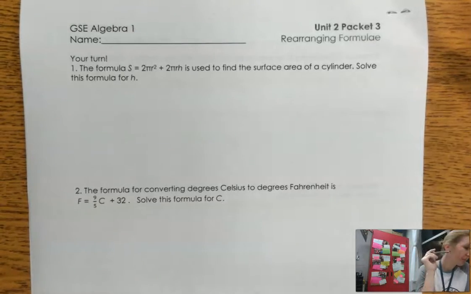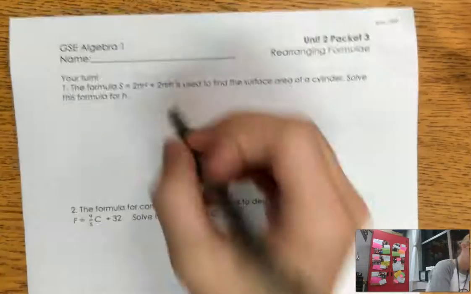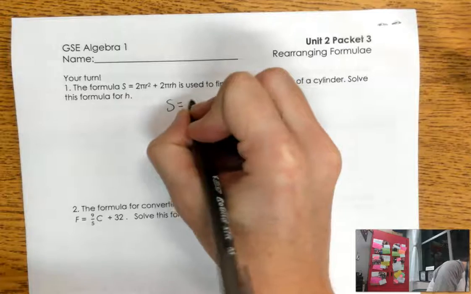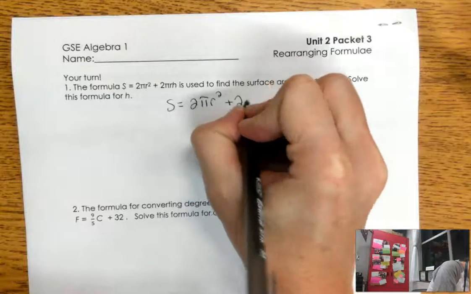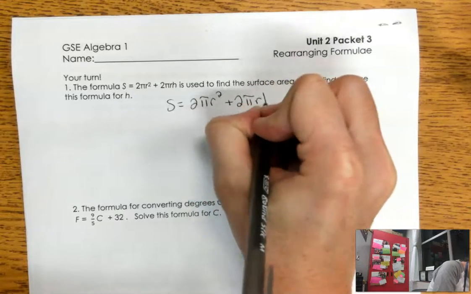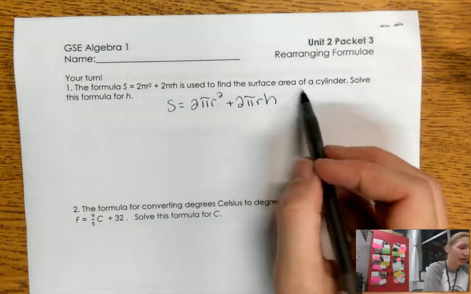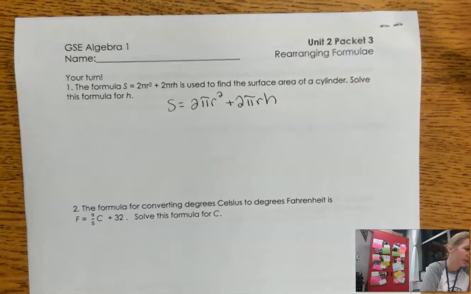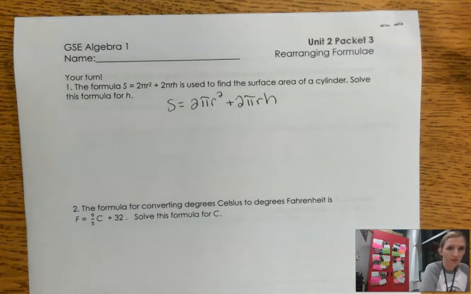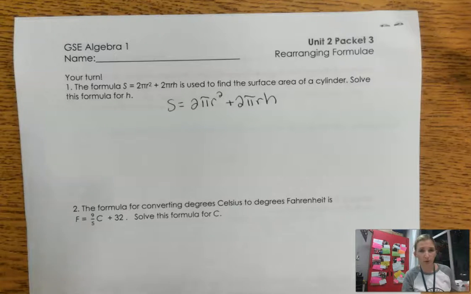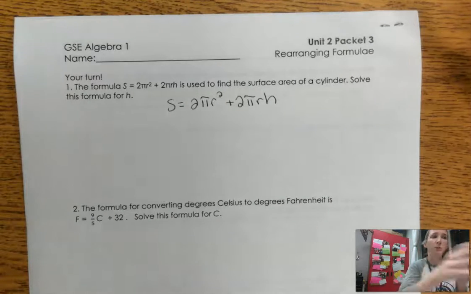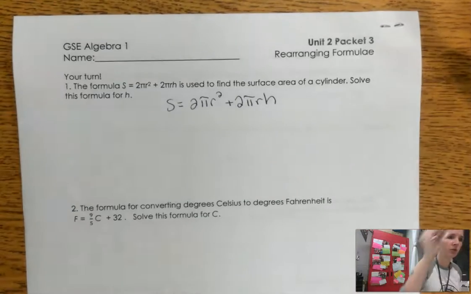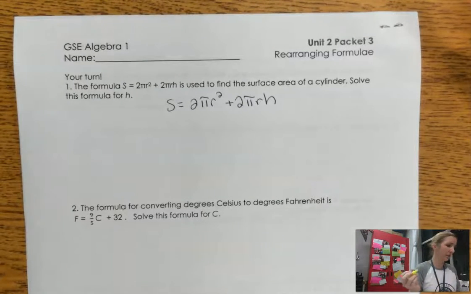Okay, the formula S is equal to 2 pi r squared plus 2 pi r h is used to find the surface area of a cylinder. Solve this formula for h. We don't have to know how the formula works. We don't have to know what to plug in. All we're doing is moving pieces around to solve for h. So let's start off by finding h.